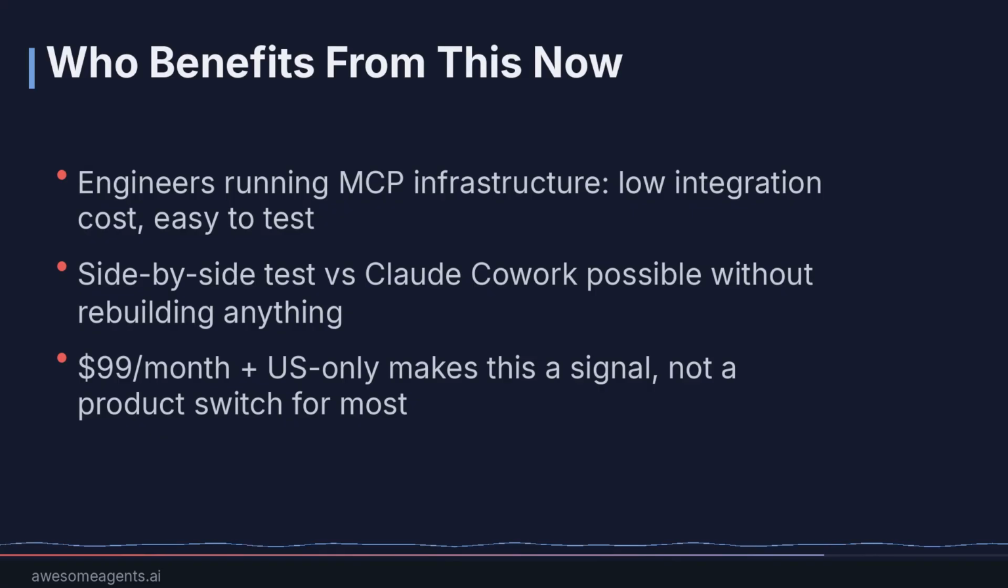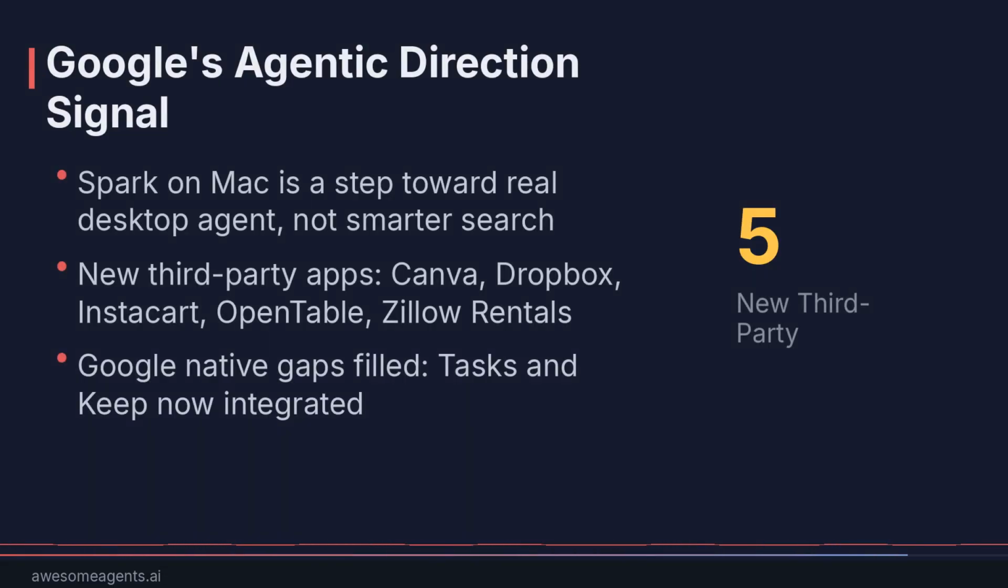Who should actually pay attention right now? Engineers already running MCP infrastructure. For them, the integration cost is low enough to run a side-by-side test against other agents. And for everyone else? The price and US-only availability make this more of a signal about where Google is heading than a product to switch to today. That's where I land too. It says more about Google's direction for Gemini than about where the product actually is right now.